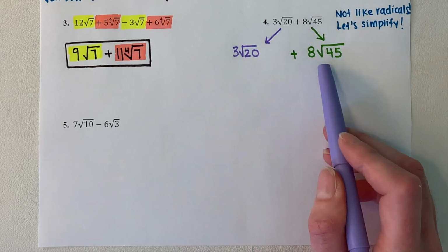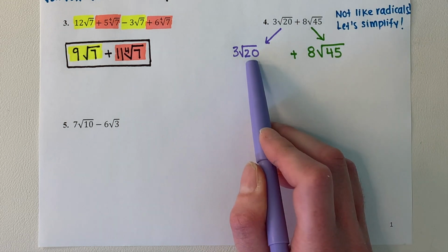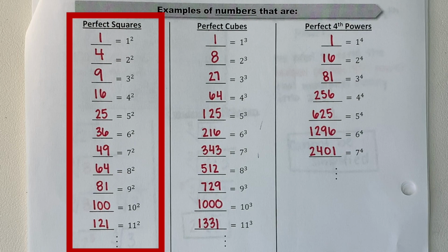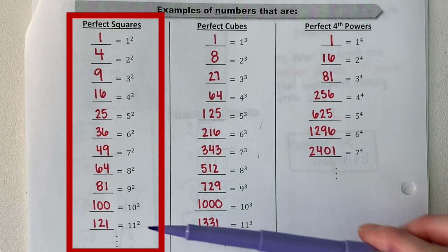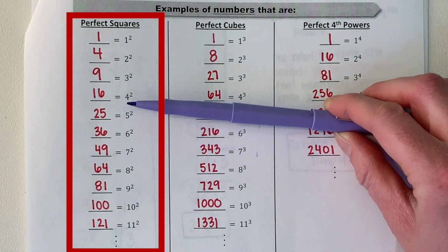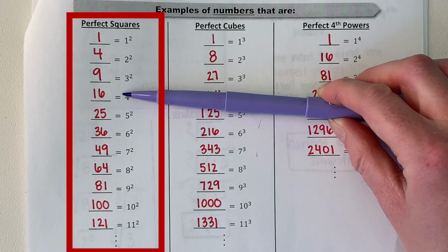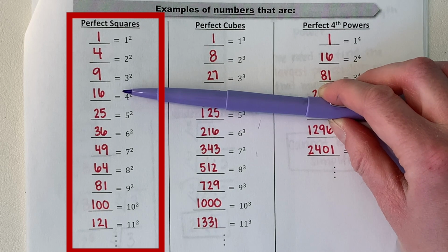Since we're dealing with square roots here, we're looking for perfect squares underneath the radical. To start, 20 is not a perfect square. If we look at the list of perfect squares in our 6.3 worksheet, 20 is not on this list. So since 20 is not a perfect square, we need to find the largest perfect square that multiplies evenly into 20. To do that, we start with the largest number on the list that's less than 20, because in order to multiply into 20, it has to be less than 20. That would be 16. Does 16 multiply evenly into 20? No, because 20 divided by 16 gives us a decimal.